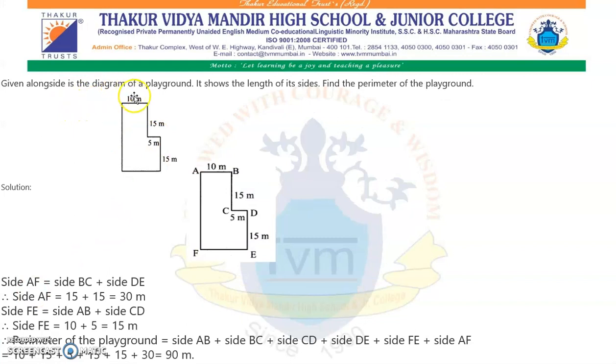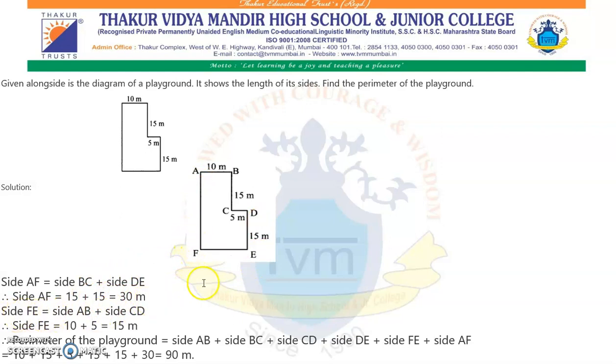Given alongside is the diagram of a playground. It shows the length of the sides. Find the perimeter of the playground. See, this is a playground. Length of the sides are given. Now, let us see the solution. First, name the figure. Now, you can see that AF is given, but the measure is not given. So, AF is equal to what? BC plus DE. What is the length of BC given? 15. Length of DE given? 15. 15 plus 15 is equal to what? 30 meters.